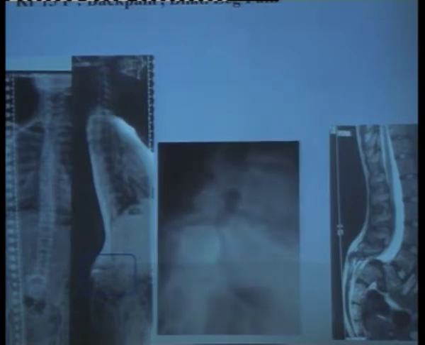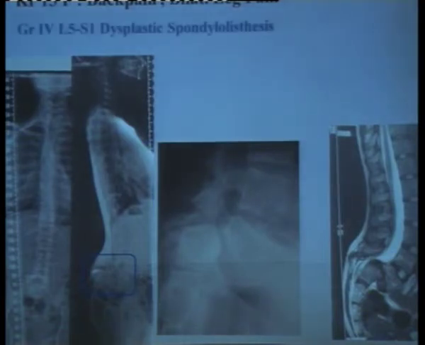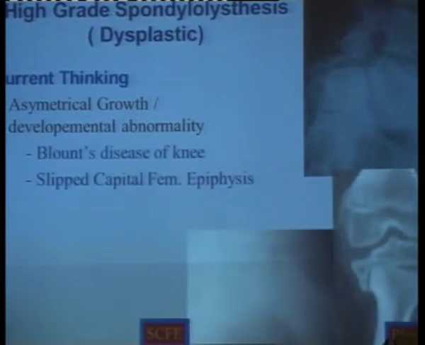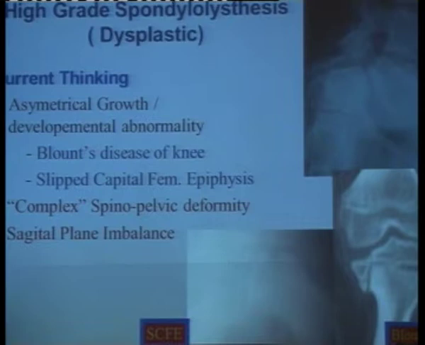Now, this is an interesting group of cases. Patients with spondylolisthesis, young age group, presenting very early as an adolescent. If you look at these, the telltale sign of a dome-shaped S1 and a trapezoidal L5 will give you an idea that these are developmental or dysplastic ones. These are totally different cases. They are asymmetrical growth development abnormalities, similar to Blount's disease of the knee and slipped capital femoral epiphysis. They have complex spinopelvic deformities and sagittal plane imbalance.